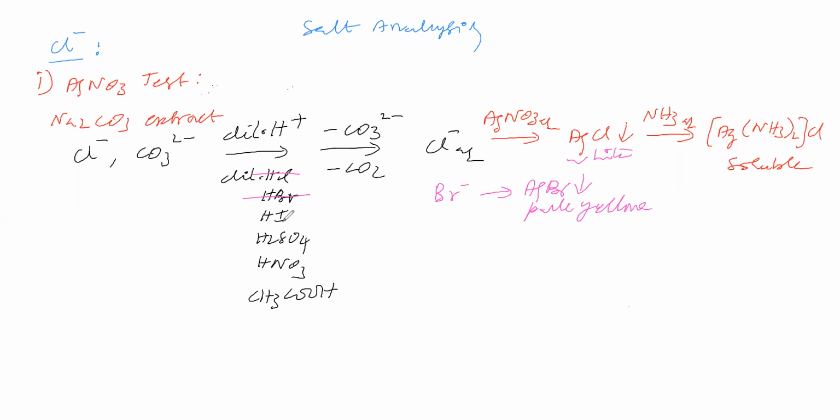Then HI. Shall we add HI or not? If you add HI, I minus will be there in the resultant solution. I minus will take Ag plus from AgNO3 and give AgI.